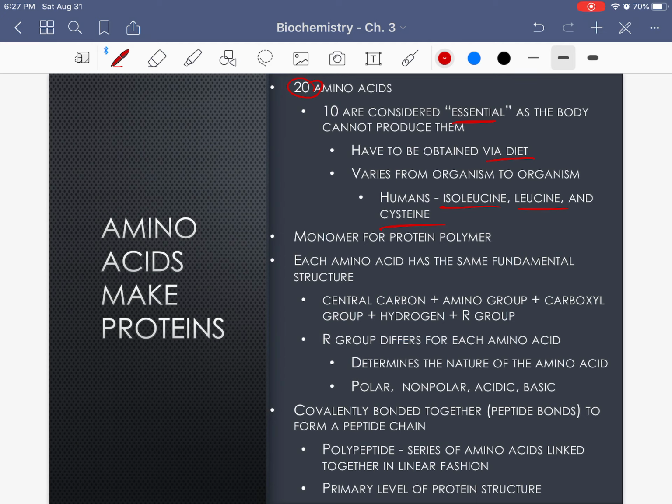The monomer for a protein, which is the polymer, is the amino acid. So amino acids are the monomers for the protein polymer. Each amino acid has the same basic structure. They all have a central carbon. They all have an amine group. They all have a carboxyl group, C double bond O, OH. They all have a hydrogen group. And they all have, oh, I did this one wrong, I think.